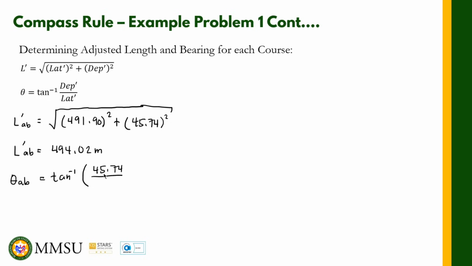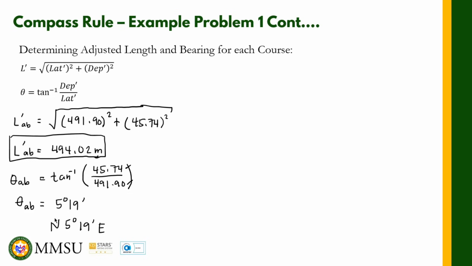divided by 491.90. Okay? So, theta AB is equal to 5 degrees 19 minutes. So, the bearing now is, since positive dalawa, that's northeast. Okay? So, north, 5 degrees, 19 minutes, east. Alright? So, ito na ngayon yung adjusted length and the adjusted bearing of AB.